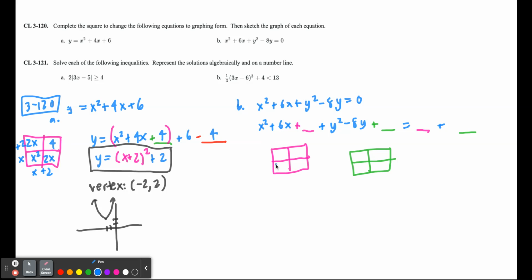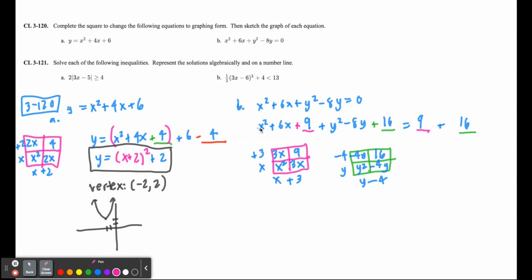So you put your x squared here, and then you split this into 3x and 3x. Figure out your dimensions. They should be the same, x plus 3, x plus 3. So then you need to add 9, and then you add it here too. And then here, you put your y squared here, and then you split this to negative 4y and negative 4y, so you have the same dimensions of y minus 4. And then negative 4 times negative 4 is 16, so that's what you add here and here.